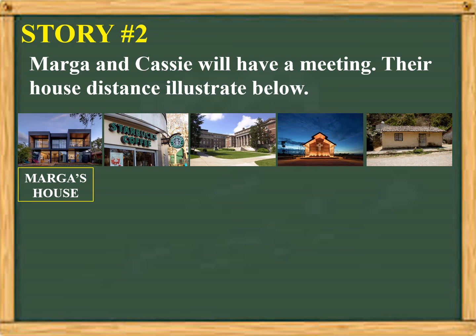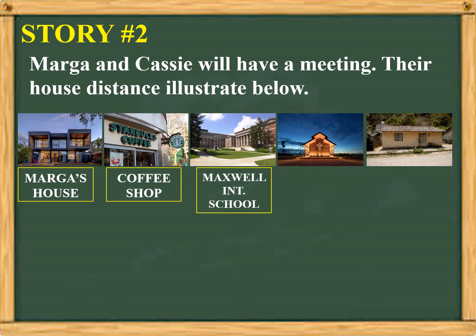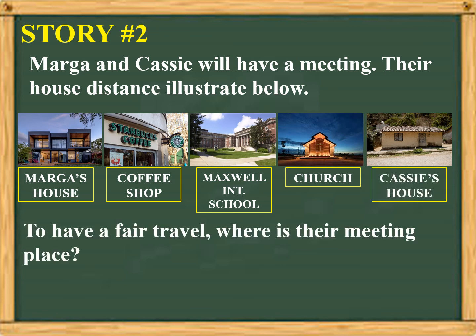Marga and Cassie will have a meeting. Their house distance is illustrated below. So we have Marga's house, followed by coffee shop, Maxwell International School, church, Cassie's house. To have a fair travel, where is their meeting place? So saan kaya dapat mag-meet si Cassie at si Marga para may fair travel sila?